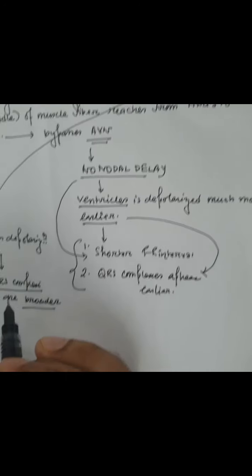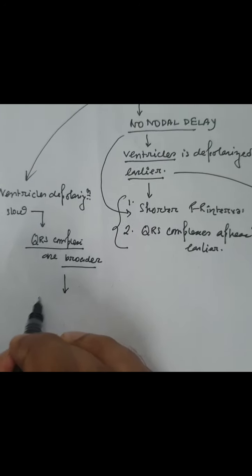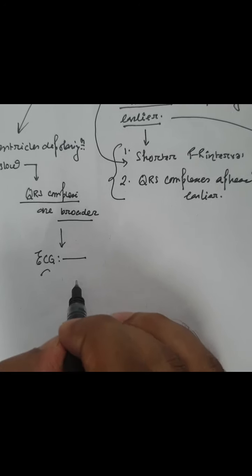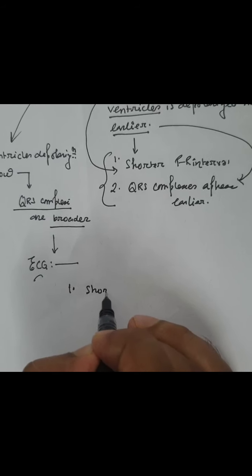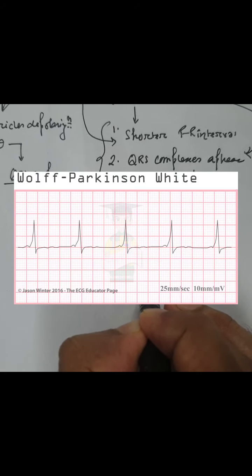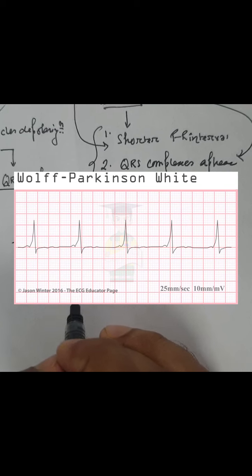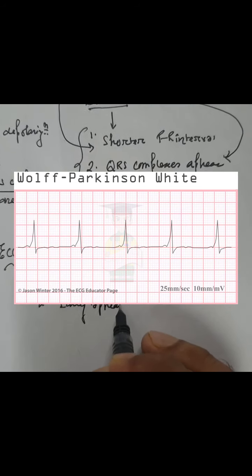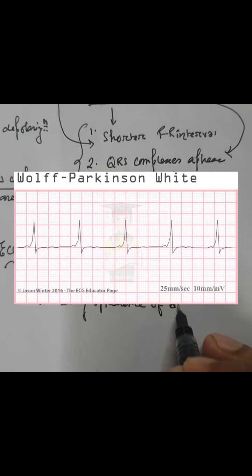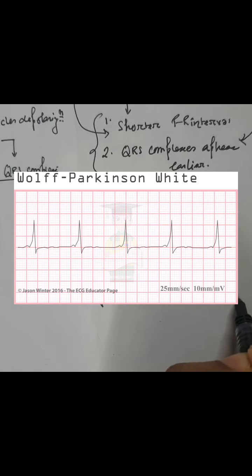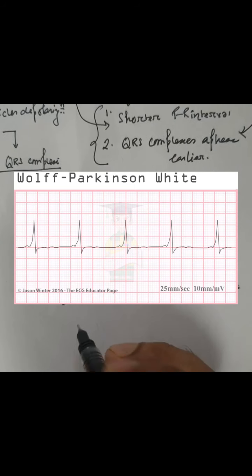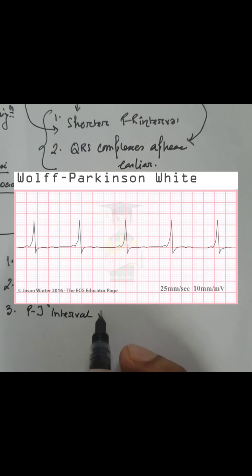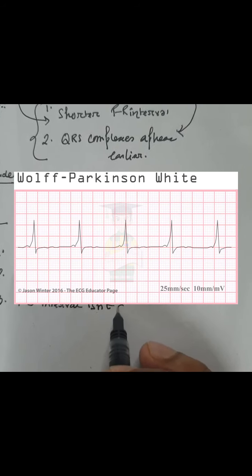So broad QRS complexes. So what will be the ECG picture in a nutshell in this WPW syndrome? Number one, shorter PR interval. Number two, early appearance of the QRS complex. And number three, the PJ interval is not altered.